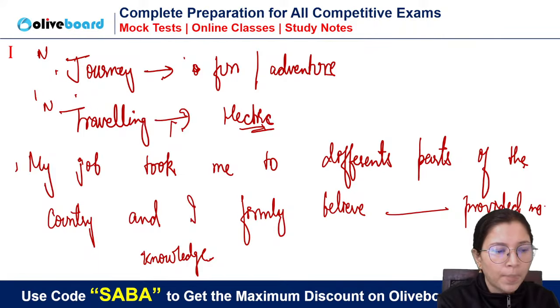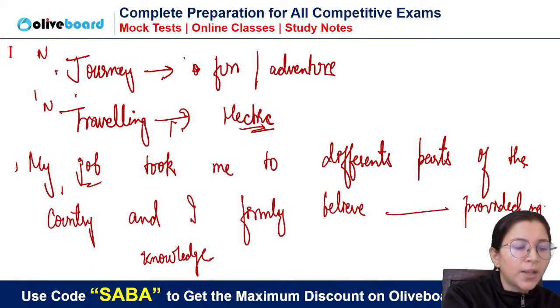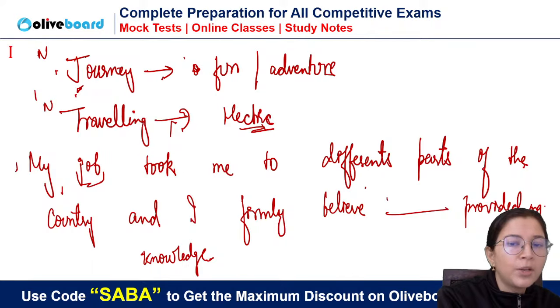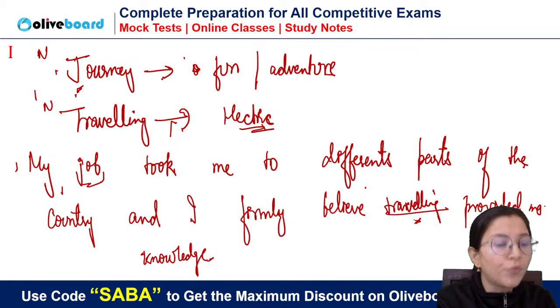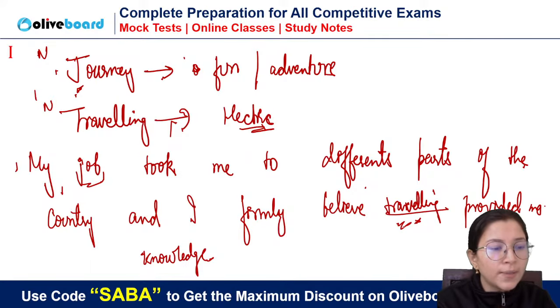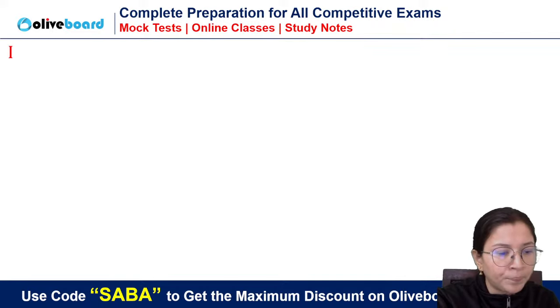How will you choose? My job took me to different parts of the country and I firmly believe that's provided me knowledge. Now see, here we are talking about a job. So when we go anywhere because of a job, that is not called journey, because that is not for fun, that is not for adventure. Yes, the answer will be traveling. Very good. Because we are going for a job, for work. And in the case of work, wherever we go in the whole country, it is called traveling. If you do not know this difference, you will always be confused. So this approach we need to follow for our bank exam.